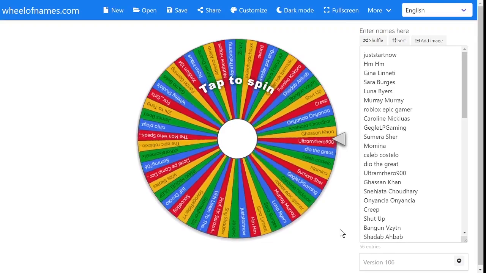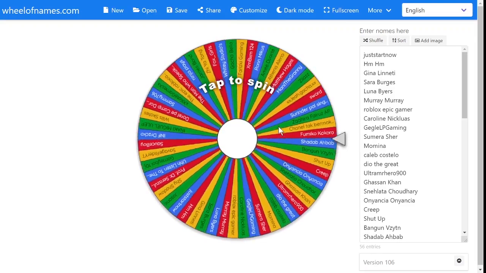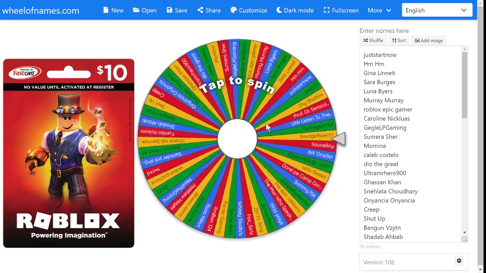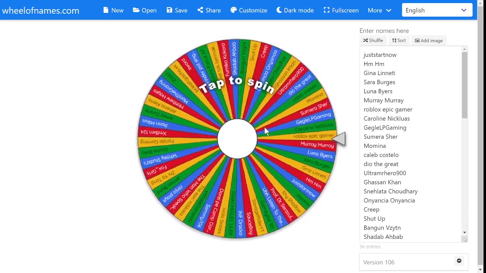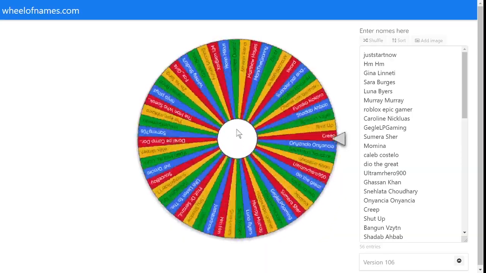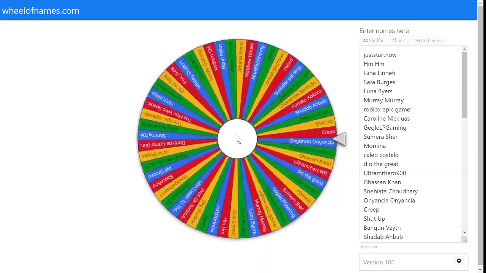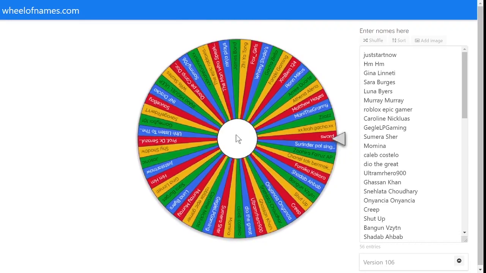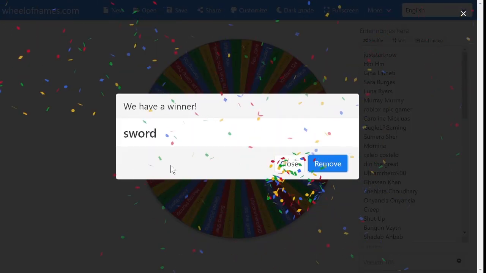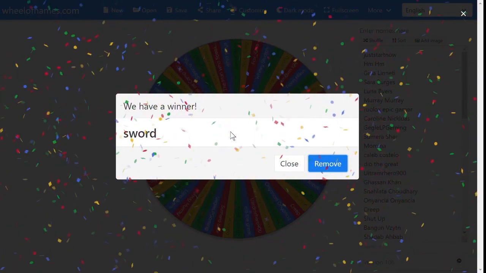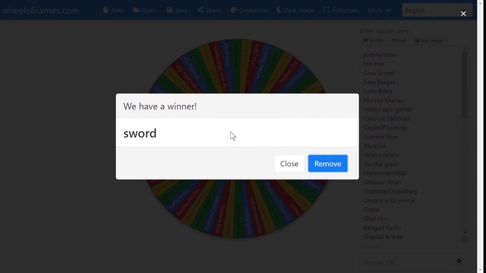Alright, so let's tap on the wheel to see who gets third prize, a $10 Robux gift card. And let's spin the wheel. It's spinning, and the winner of third prize is Sword. Congratulations, Sword, you have won a $10 Robux gift card.